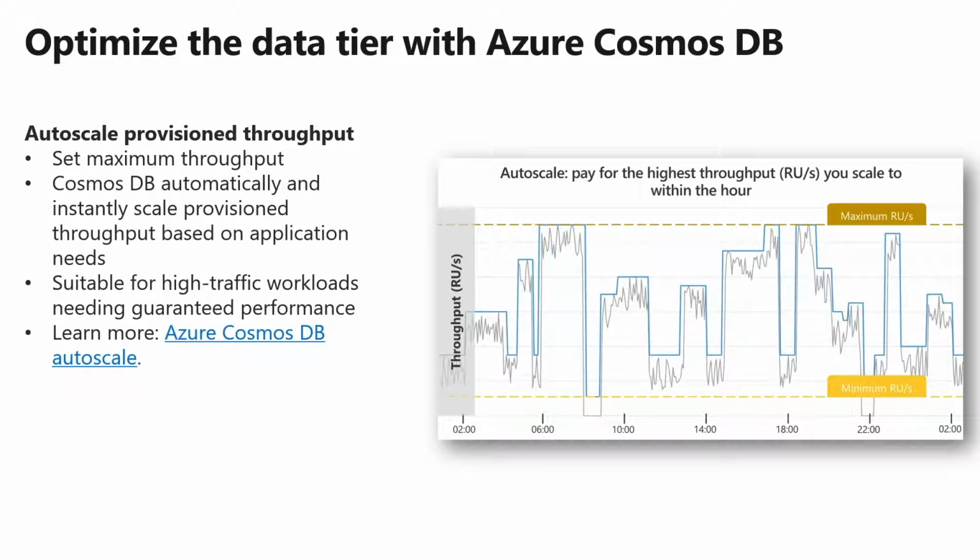Azure Cosmos DB complements the autoscale behavior of AKS with its own autoscaling capability, which will automatically adjust the provisioned throughput of your database containers based on demand, up to a maximum that you define. You are then charged based on the hourly maximum of provisioned throughput.